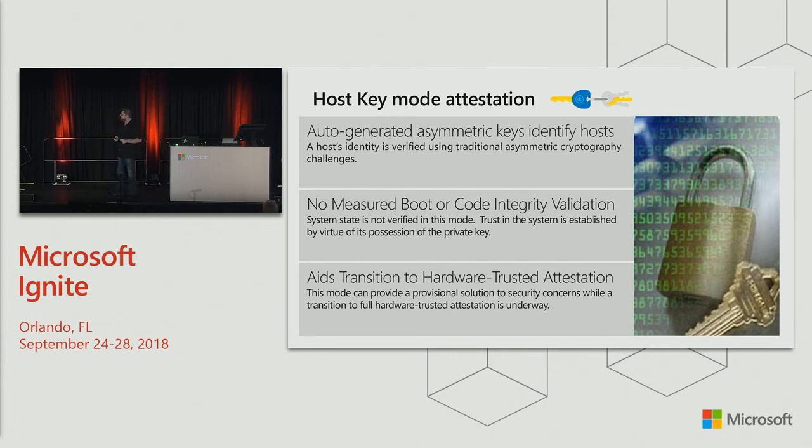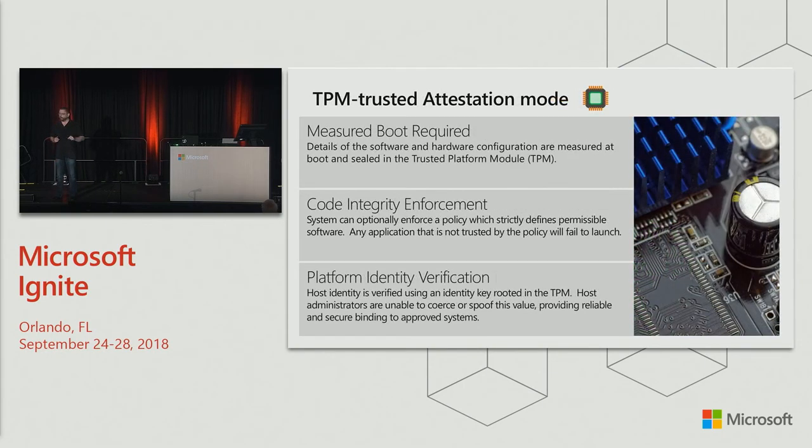So I would urge that each of you take a look through these when you're building your proof of concept to make your choice, but I will strongly recommend your best practice for any production should be to ignore host key, ignore AD, that's being deprecated, it would be a bad idea, and use TPM trusted only. You can see here we talk about how measured boot is required. That was the TPM process I just described. Code integrity enforcement, that's kind of optional. You don't need to do that with a SQL host. It's far more important on Hyper-V. And then platform identity verification was the part where we extract the endorsement key from a TPM and use it as an identity.